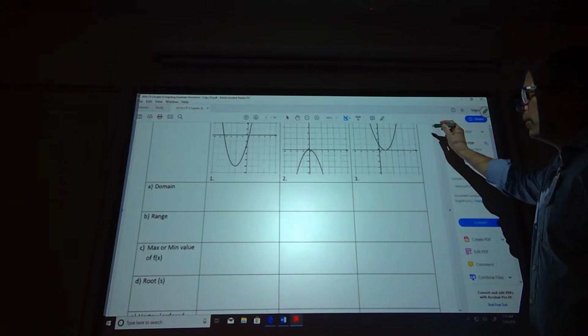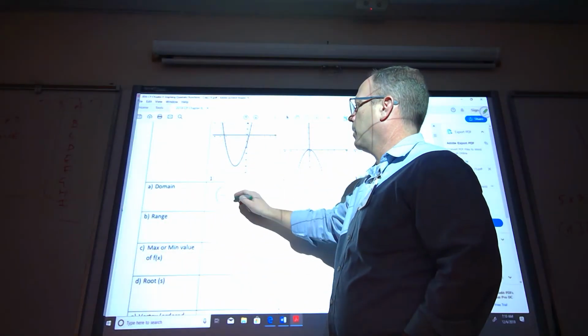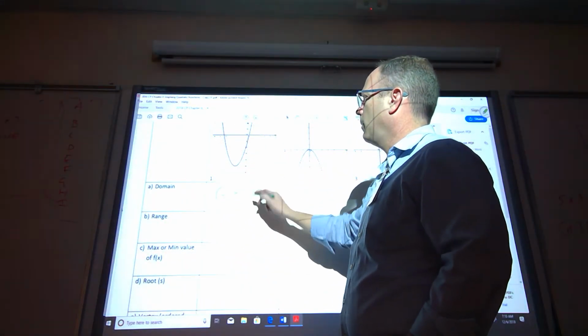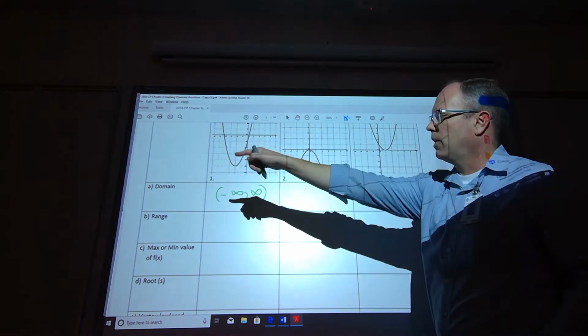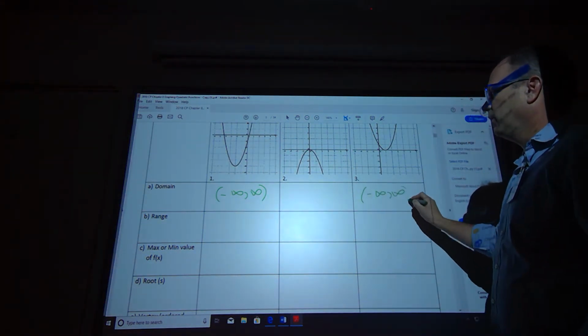All right, as far as parabolas opening up and down, right now our domain will be negative to positive infinity. So we'll go ahead and do problem number 1 and problem 3. So it goes forever left and forever right. So our domain on both of these is negative to positive infinity.